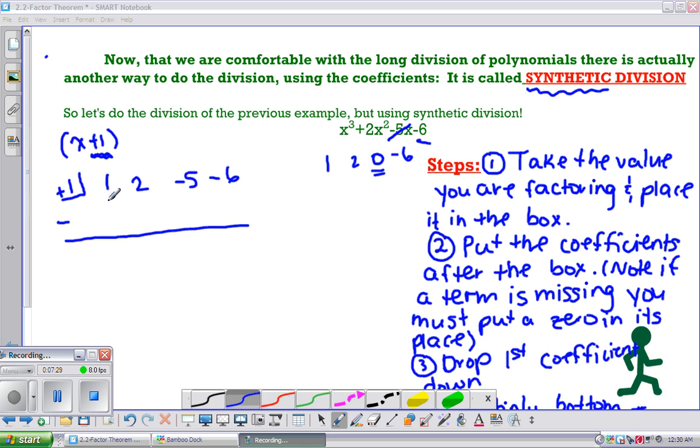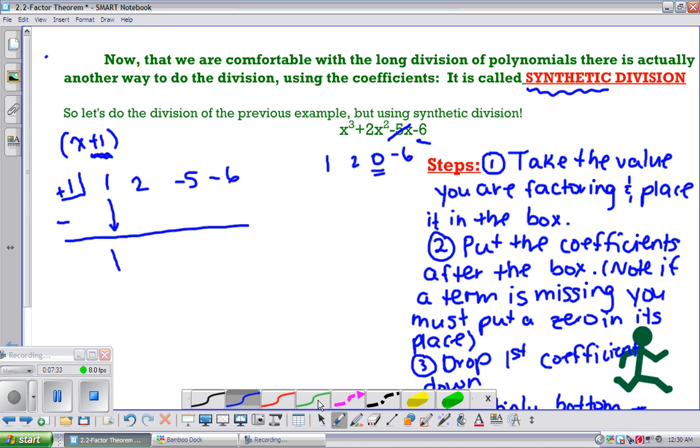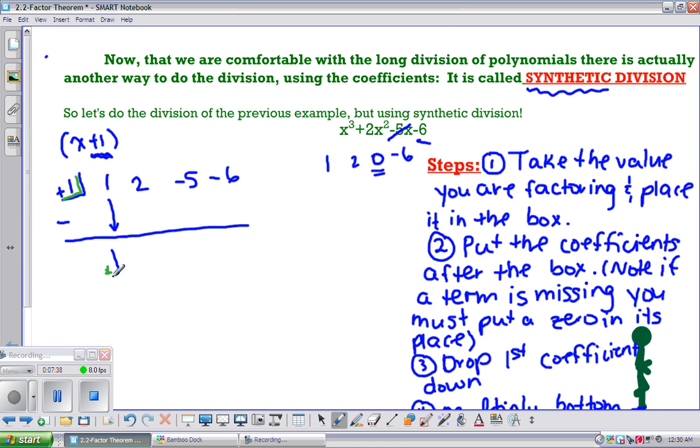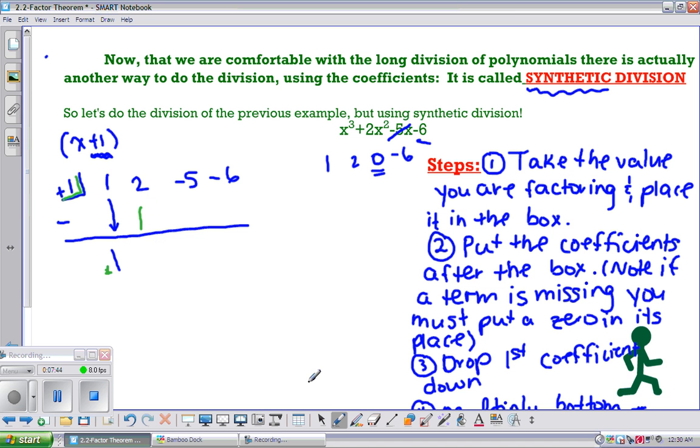So first step is to drop your first term down. And then you are going to multiply your box number by your first term that you've dropped down. Once you've multiplied that, you put that answer up here. And again, we said that we were subtracting. So you go 2, subtract 1, and you get 1.